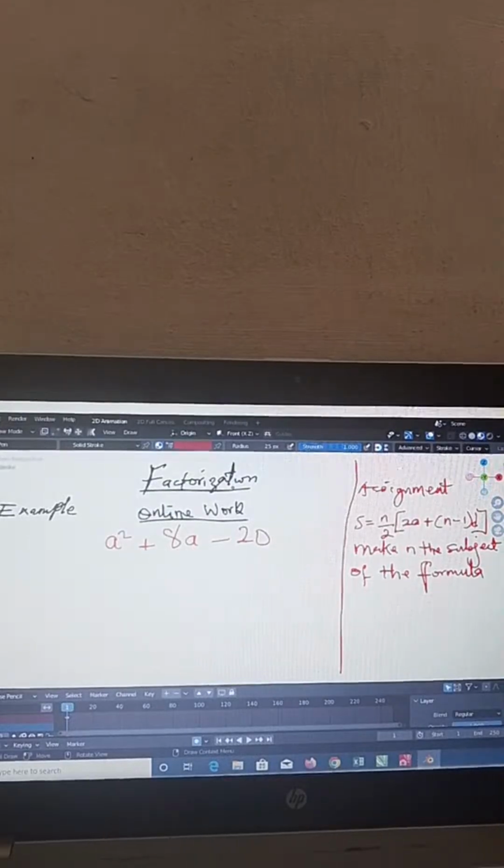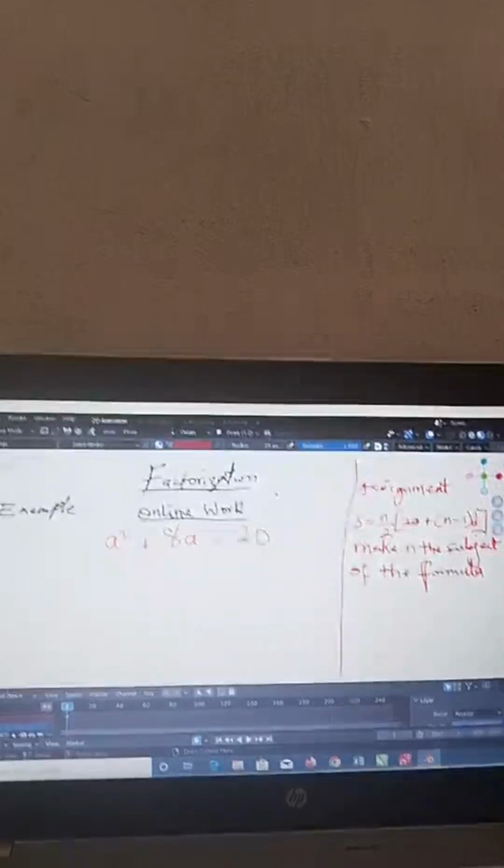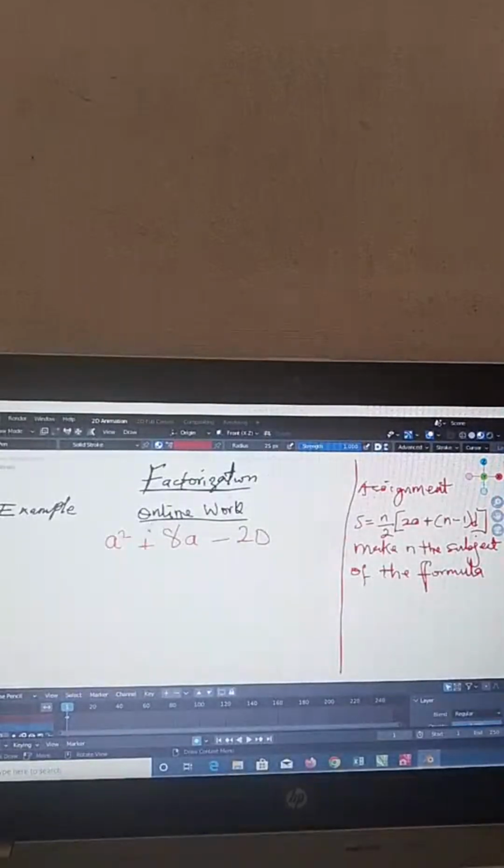Now let me do it. Now you are going to look for 2 terms. When you add the 2 terms, you're going to get this. When you multiply the 2 terms, you're going to get this. So what are the 2 terms? When you add them, you get 8. When you multiply them, you get this. What are the 2 terms?